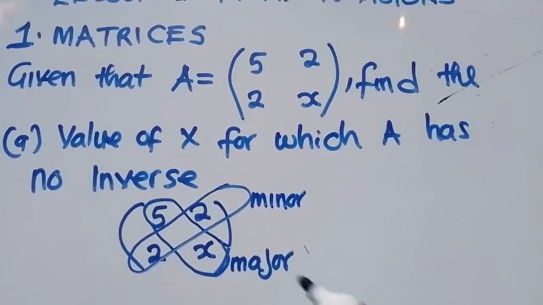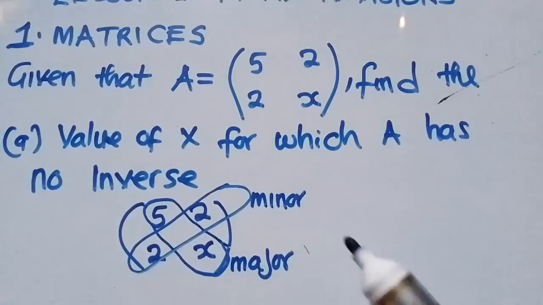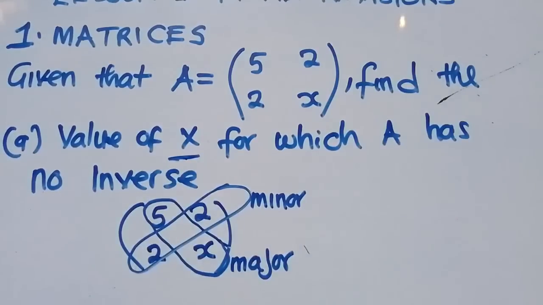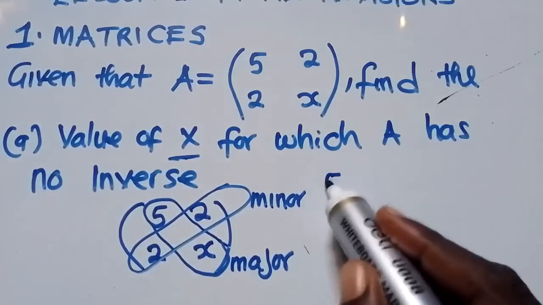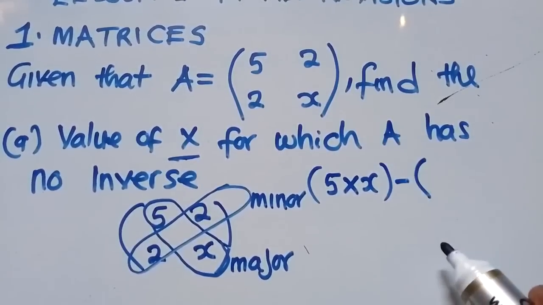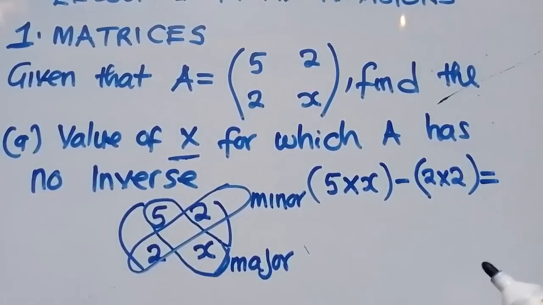So finding the value of x for this matrix which has no inverse, meaning the determinant is 0. I want you to get this. Whenever you are asked to find the value of x for which a given matrix has no inverse, it means that the determinant is 0. So you multiply in the major diagonal. You are going to say 5 times x. Then you say minus the minor diagonal. In the minor diagonal, we've got 2 times 2, which is equal to 0, because it has no inverse.